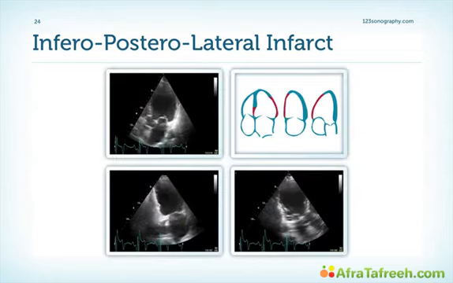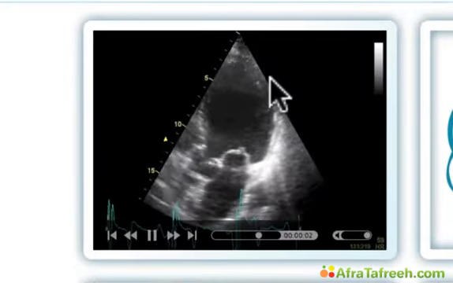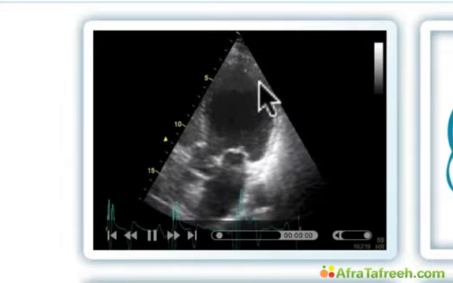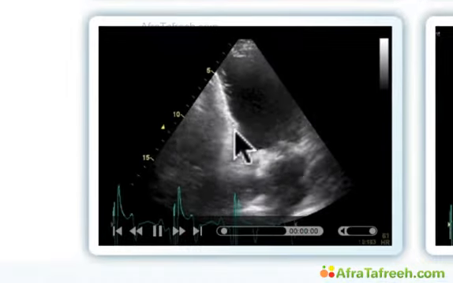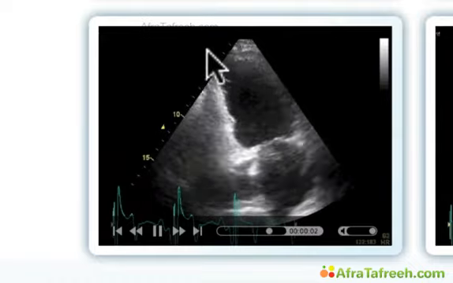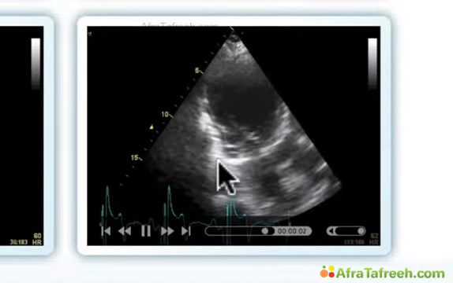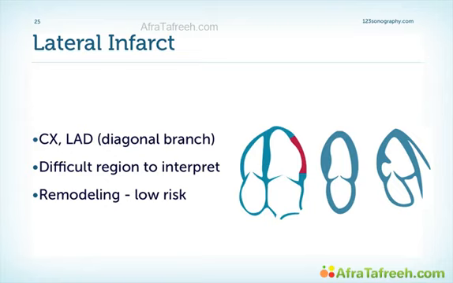Here is such an example of a very large infero-posterolateral infarct. We have involvement of the lateral wall here. You can see this very nicely. The basal and mid portion, the entire inferior wall, basal, mid, and distal, and at least the basal and mid posterolateral wall. Finally, let's talk about the lateral infarct.